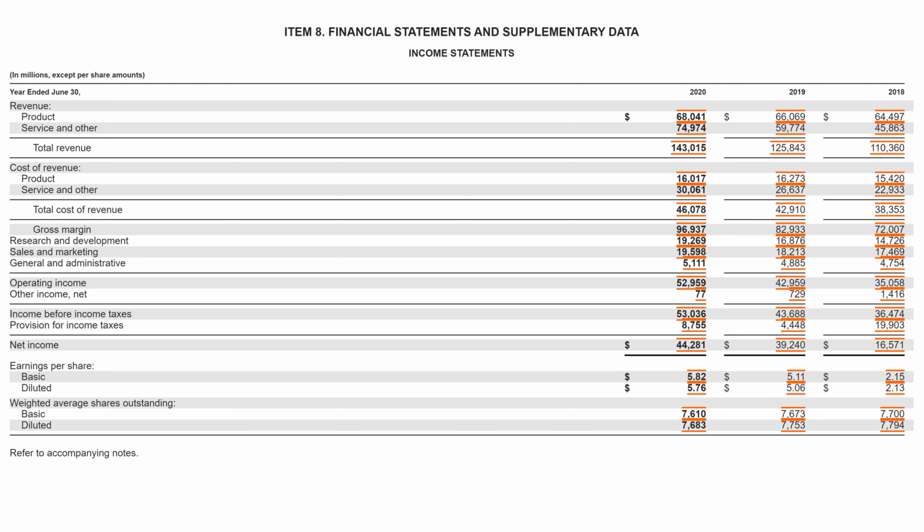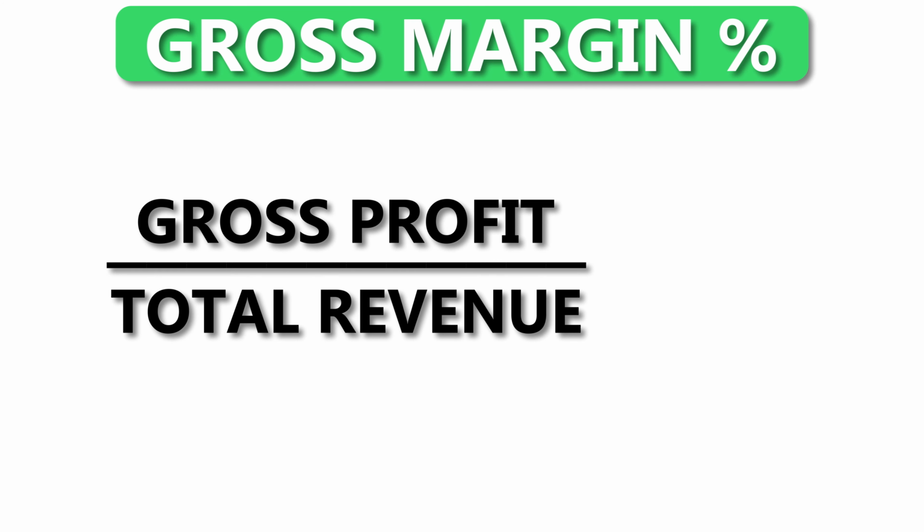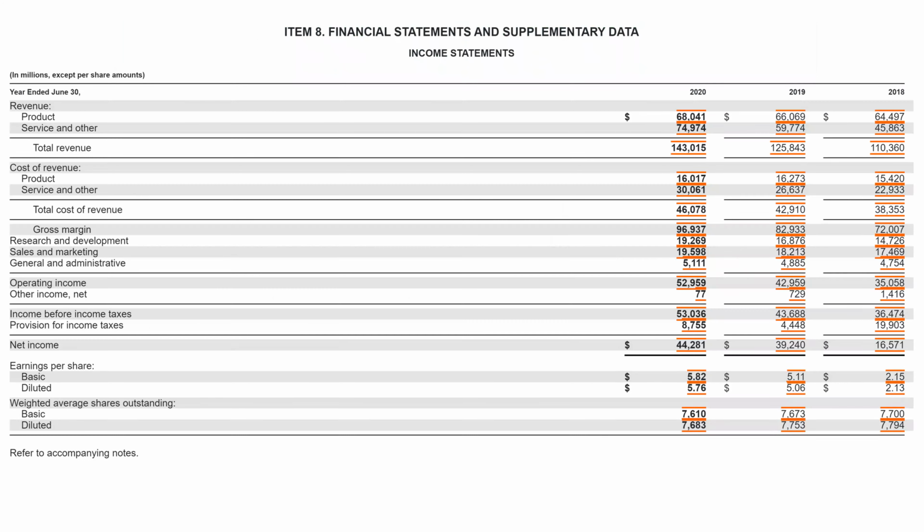So from here, we can derive the gross margin percentage, which is the percentage of sales revenue available for profit after all the cost of revenue. To get the gross margin percentage, we simply divide the gross profit by the total revenue, and that's how we get the gross margin percentage. Now in Microsoft's case, they get a whopping 68% gross margin percentage.